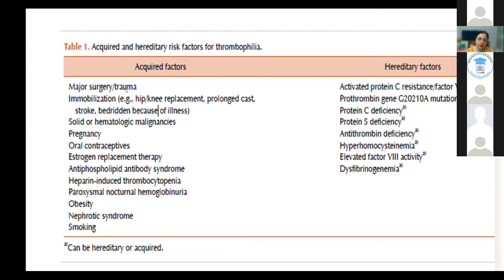Major surgery, trauma, immobilization for long periods, solid and hematological malignancies, and drugs which are given in these conditions, pregnancy, oral contraceptives, estrogen replacement therapy, APLA, HIT, PNH, obesity, nephrotic syndrome, and smoking. These are some of the very important risk factors which affect the prognosis of a patient who is carrying hereditary factors like heterozygous factor V Leiden mutation, and so on and so forth.